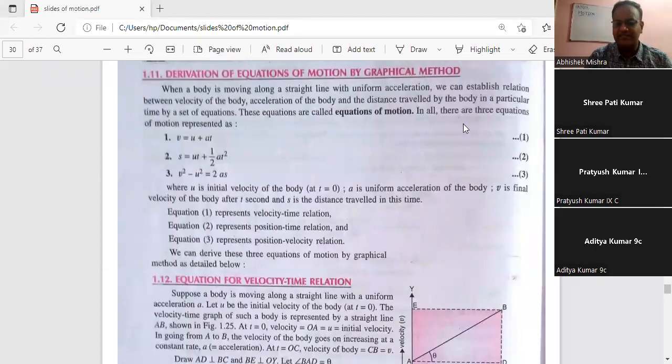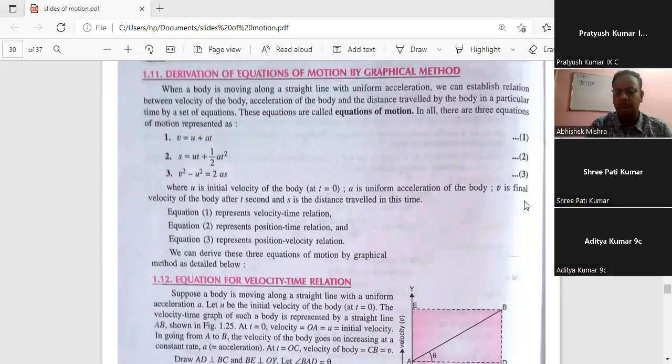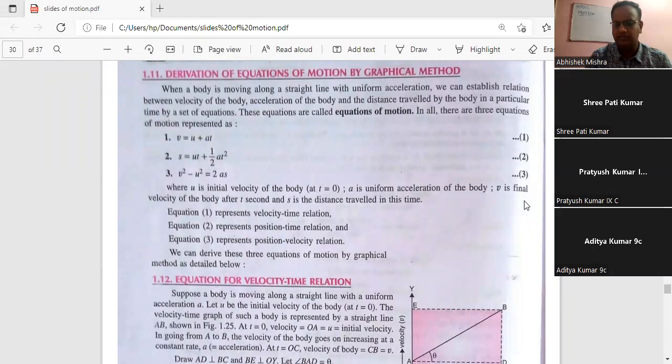And the acceleration we are representing by, okay, Pratyush of 9C, unmute yourself, Pratyush. Pratyush of 9C. Yes, Pratyush. I think there is an audibility problem. Okay, no problem. Yes, the acceleration we are representing by a.